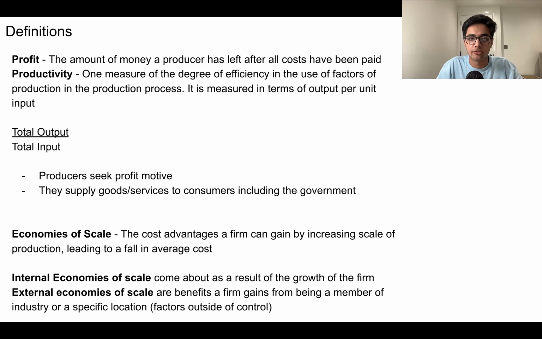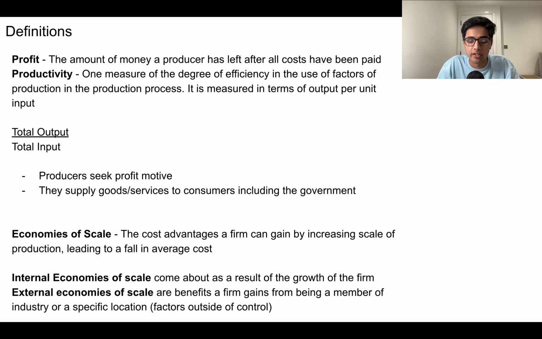These are the definitions the specification requires you to know. Profit is the amount of money a producer has left after all costs have been paid. Productivity is one measure of the degree of efficiency in the use of factors of production in the production process. It's measured in terms of output per unit input, and you can see the formula below. Total output divided by total input.